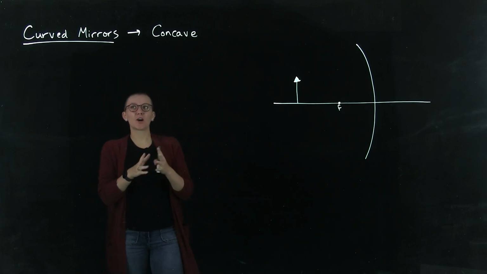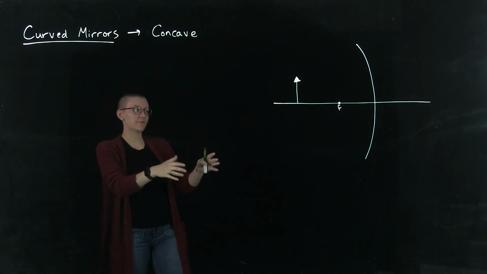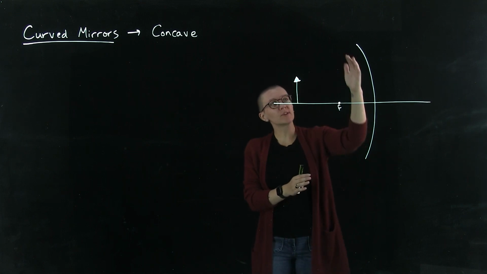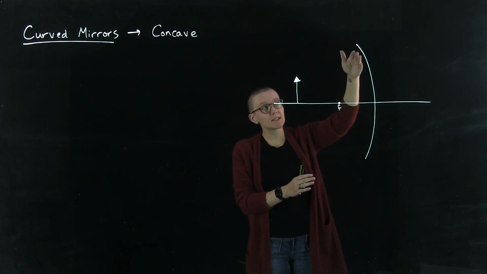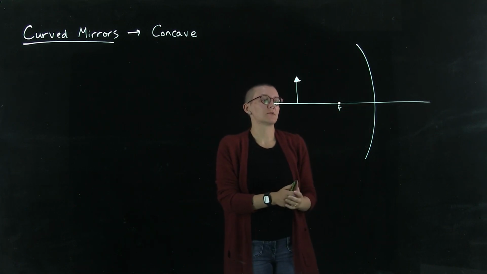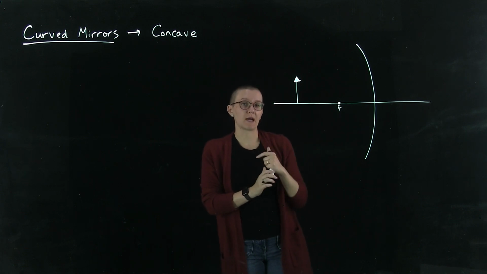So we are going to talk about concave mirrors, and in general we'll talk about curved mirrors, but today we're talking about concave. A concave mirror is one that looks like this, where you have a curve like this, and the reflective part of the mirror is actually on the inside of the curve here. I have that drawn, I have our optical axis set up, I have our focal point and our object.